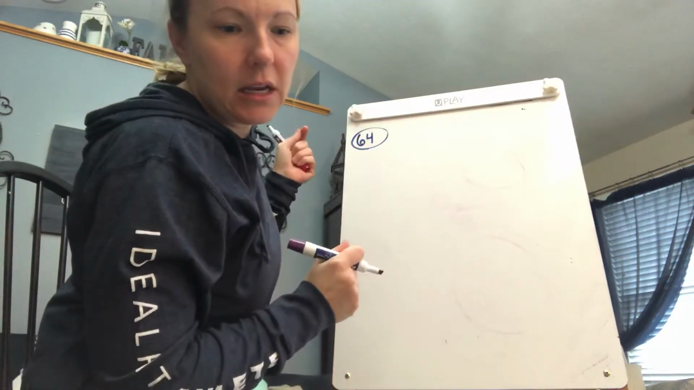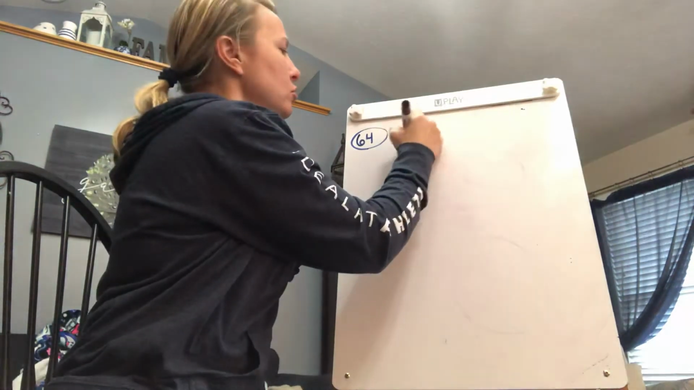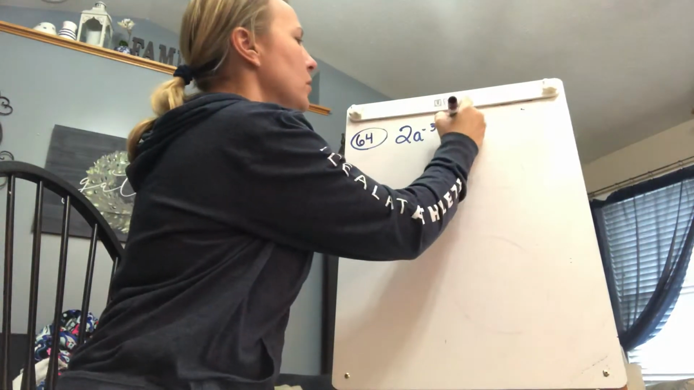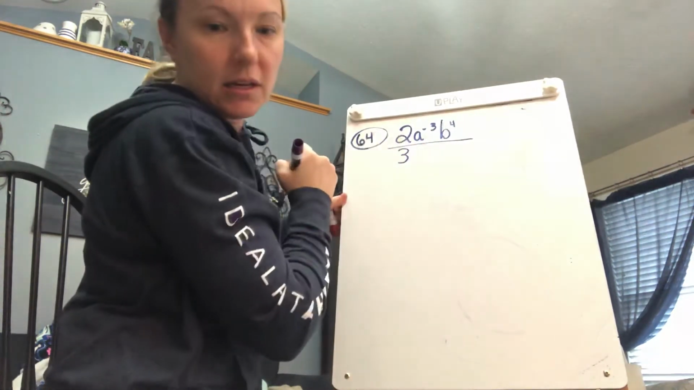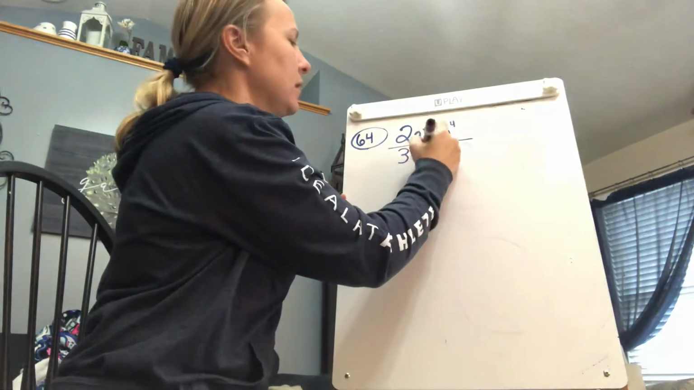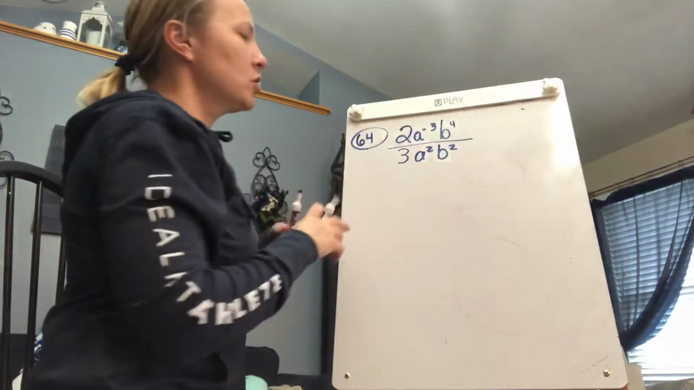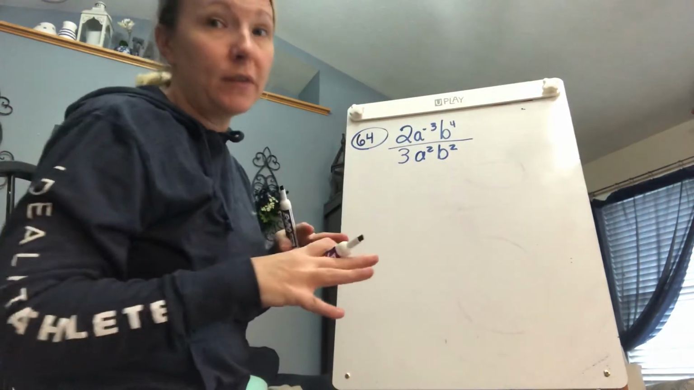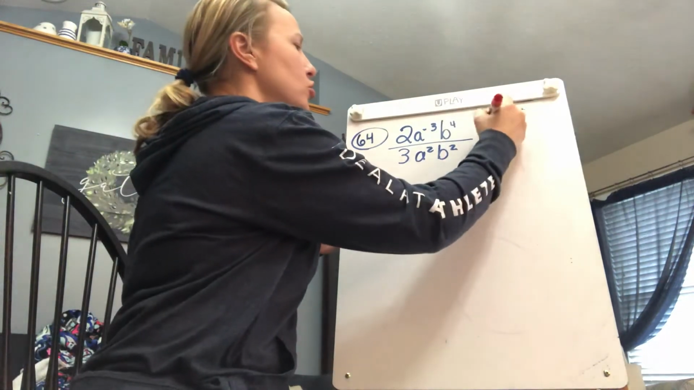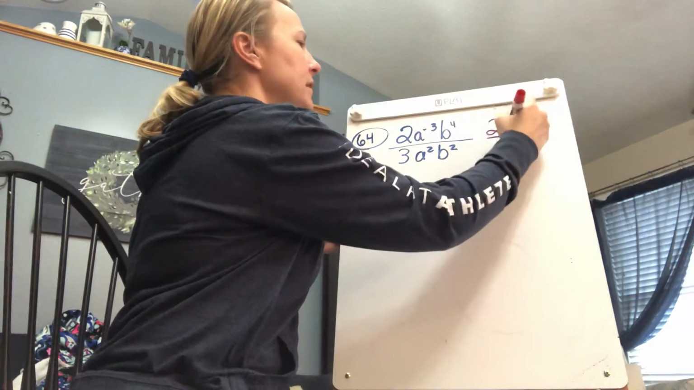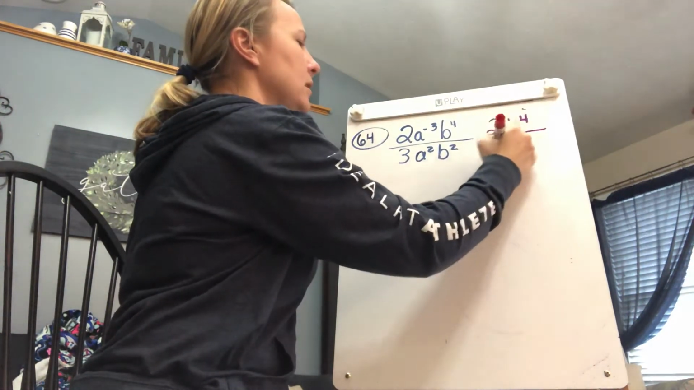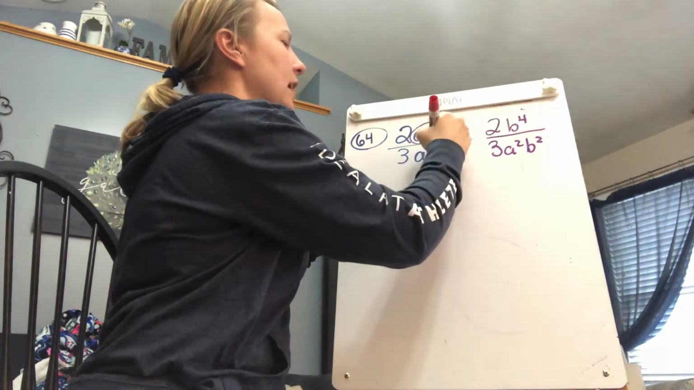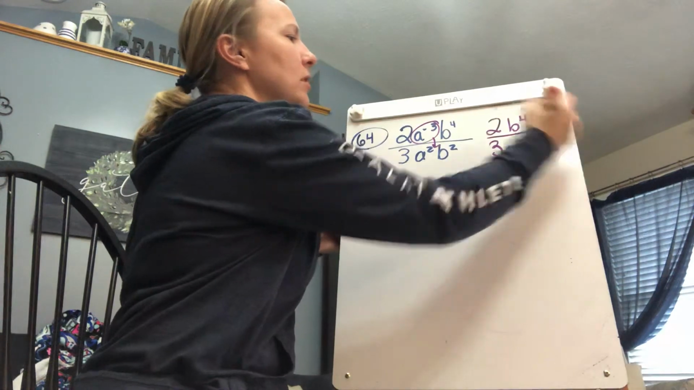64 is 2a to the negative 3, b to the 4 over 3a squared b squared. So I'm going to do the same thing I did before. I'm going to leave everything positive where it is. I'm just going to move the negatives. So I've got 2, and I have b to the 4. I have 3a squared b squared, and this guy is going to move down to the bottom, so I have a to the third on the bottom.